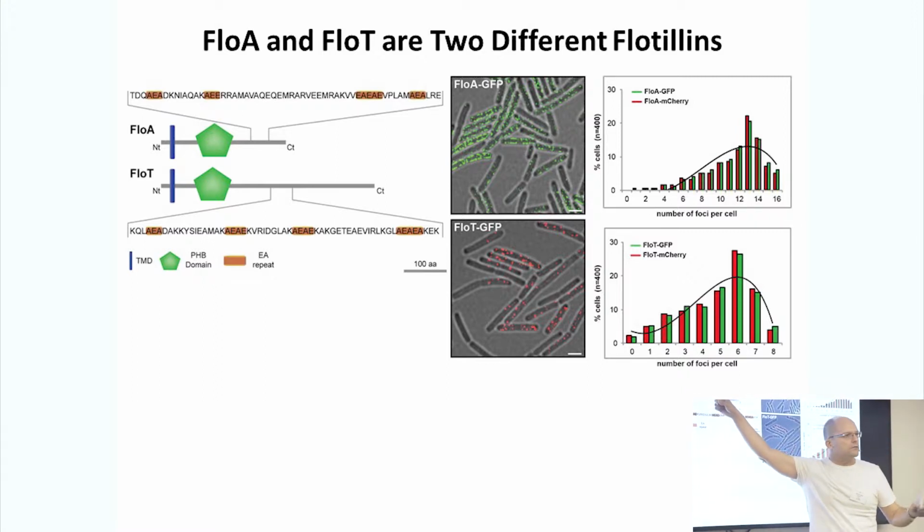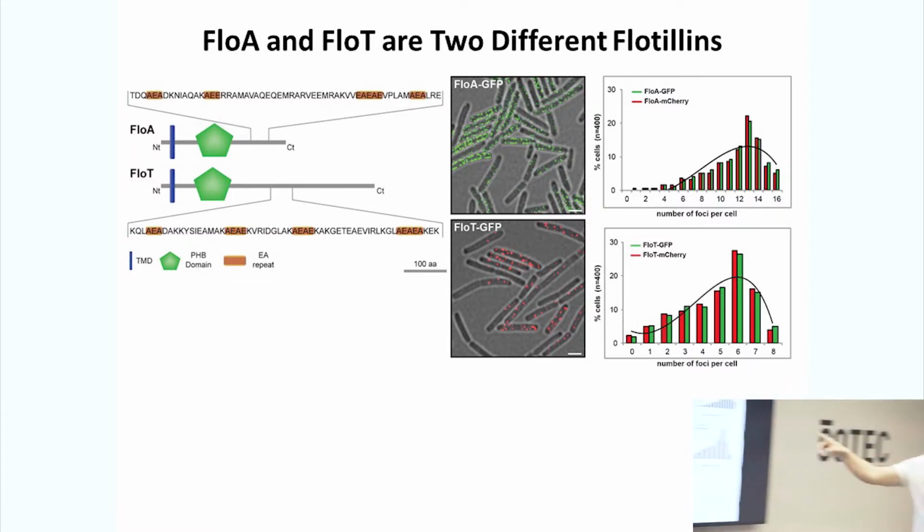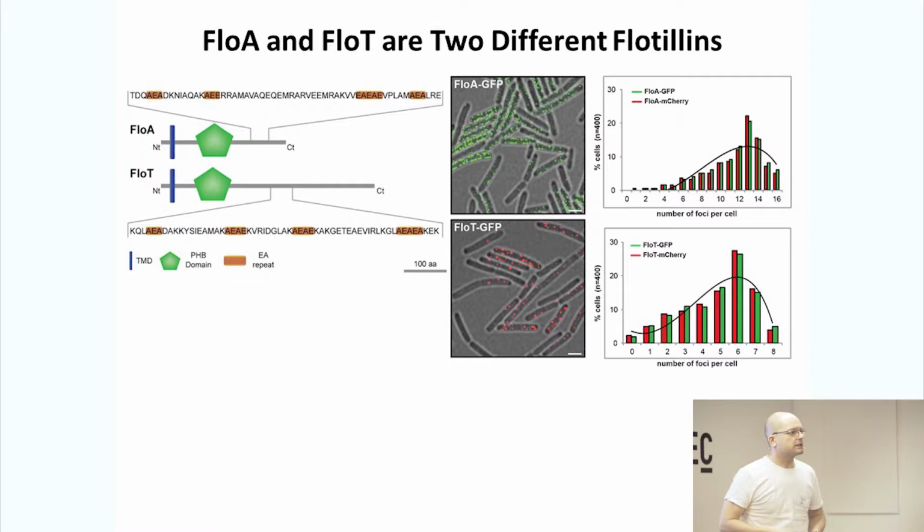FloA has around 300 amino acids, 339, I think. FloT is like 509 amino acids. The major differences are in the C-terminal. This one is larger, and the C-terminal is just different. The N-terminal part more or less is the same, with one transmembrane region and the PHB domain. The C-terminal part has four repeats of glutamic acid-alanine. You see FloA and FloT have the four.